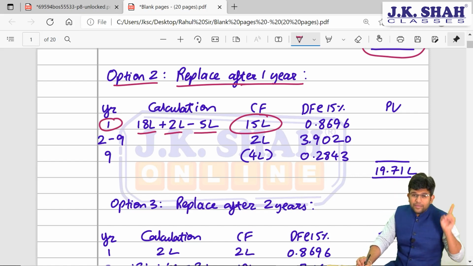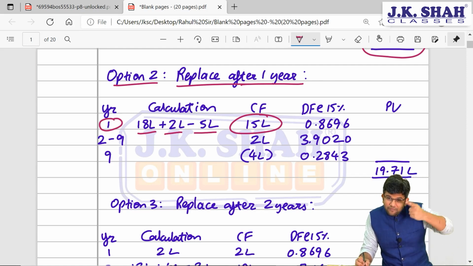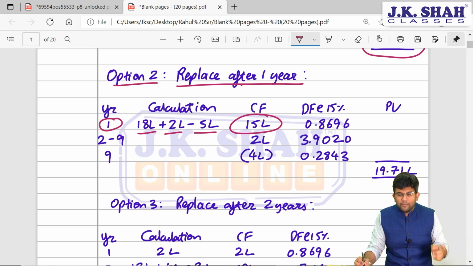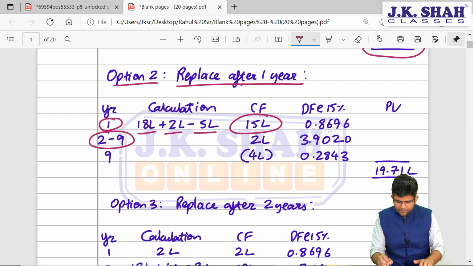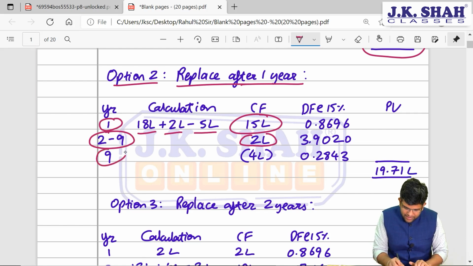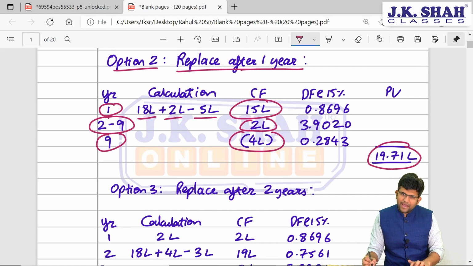Now children, the new machine begins at the end of year 1, and from there 8 years it will go. So do you realize from end of year 2 to end of year 9, you will have to spend 2 lakh rupees per annum maintenance cost of the new machine, and at the end of the 9th year you will be getting back 4 lakh rupees salvage of that new machine. Children, if we calculate the present value, it comes to 19.71 lakhs.